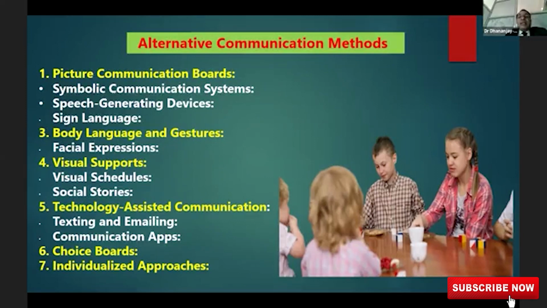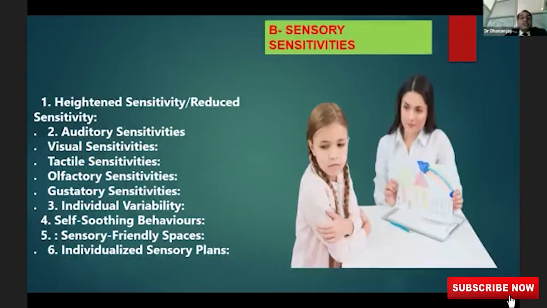Because autistic children are visual learners, you have to use maximum visual things. It may be visual schedules, social stories, and other things, so that the child could learn in a better way. Technology-based communication, texting and emailing and communication apps, choice boards and an individualized approach are needed.